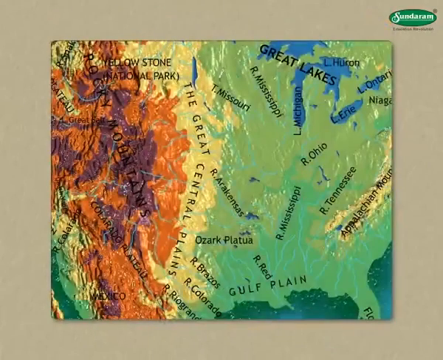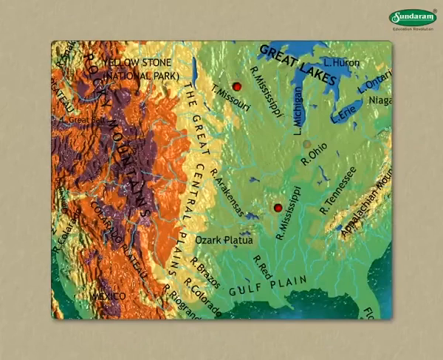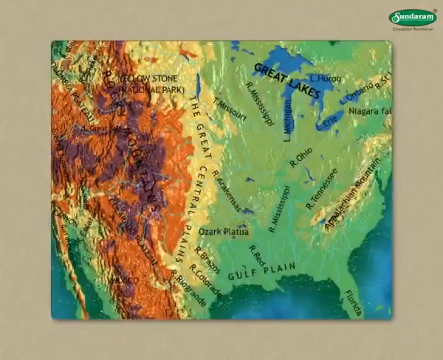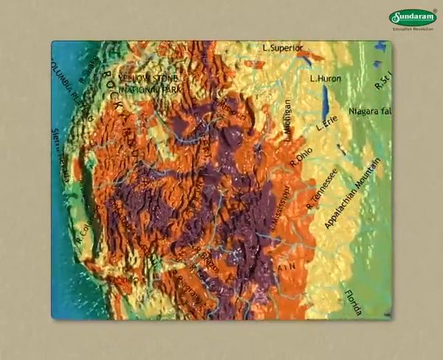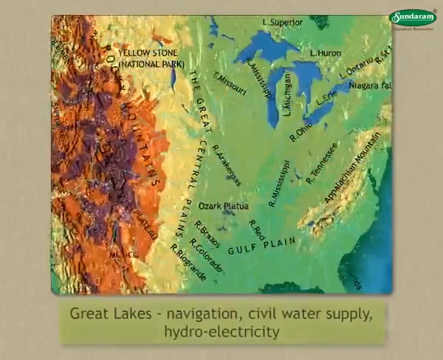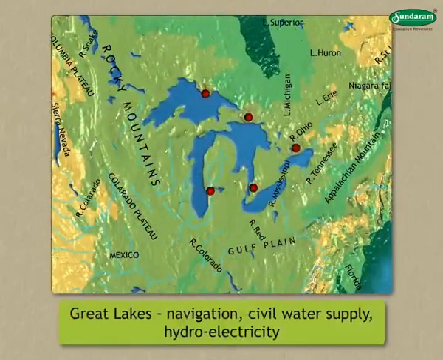The central plains of the country are fed with sufficient water by rivers like Mississippi, Missouri, Ohio, and Tennessee. Besides these, the water resources from rivers like Columbia and Colorado in the western coastal region, Great Salt Lake, and the Great Lakes are used for navigation, civil water supply, hydroelectricity, etc.